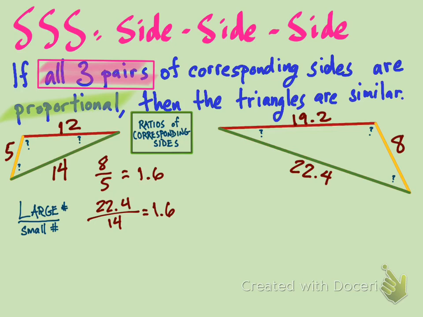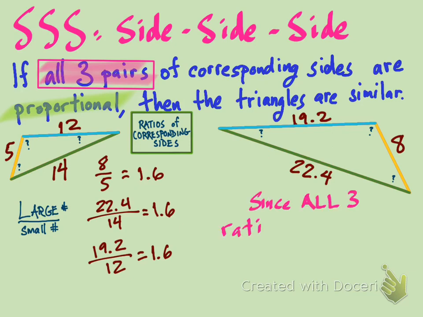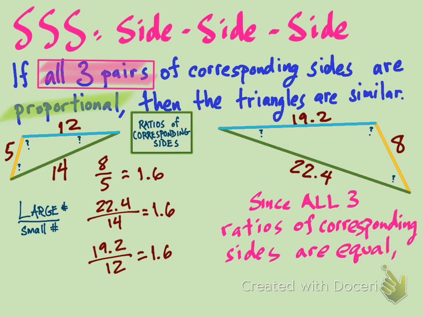You just have to do all 3 ratios the same way. All right, so let's test that 3rd pair of sides, and that's 19.2 divided by 12, and that also equals 1.6. Okay, well, since all 3 ratios of corresponding sides are equal, the triangles are similar by side, side, side. So that's what we can say about that.